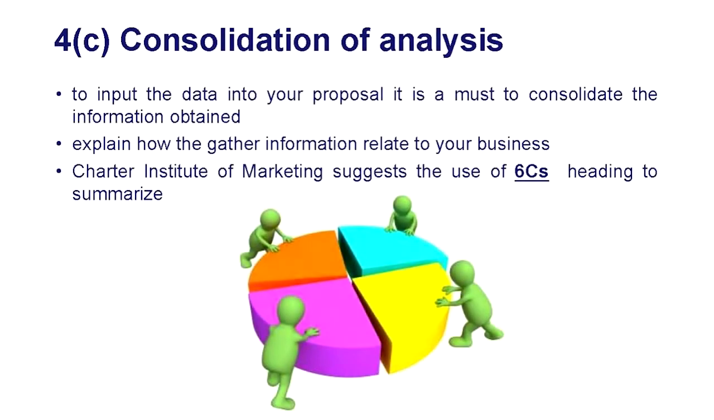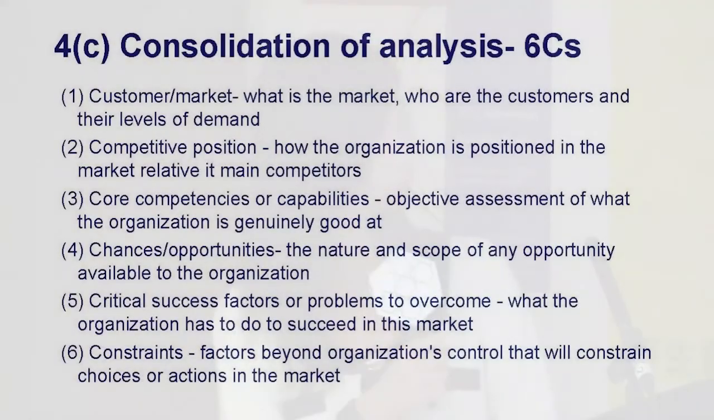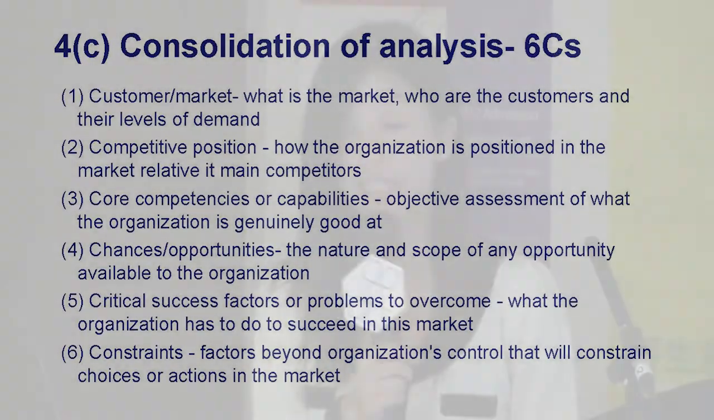So, consolidation and analysis. There are the 6 C's, which leads to the summarization. It's used as the Chartered Institute of Marketing suggests, the 6 C's. Which are the 6 C's? Customer market. What is the market? Identify this when you're doing marketing analysis. Competitive position. How the organization is positioned in the market. What is its position? Okay.